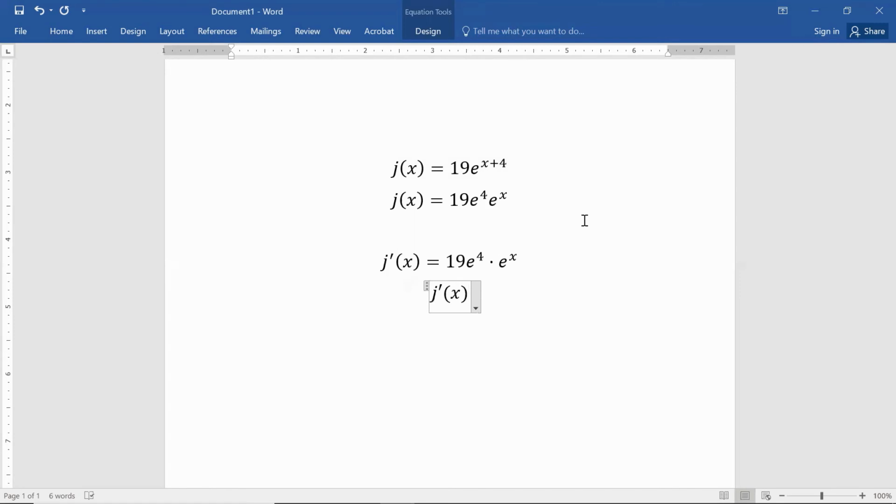Now, I would probably clean this up, and I would probably write this back into the form 19e to the x plus 4, where the x plus 4 is all in the exponent. So here is our answer. j prime is equal to 19e to the x plus 4. That's probably the best way to write it.